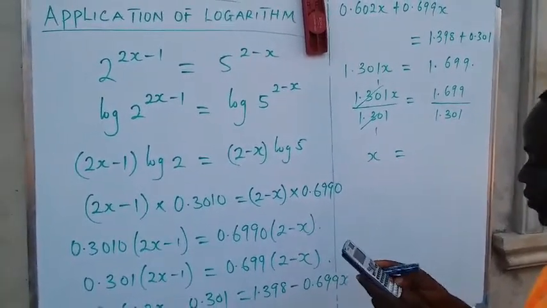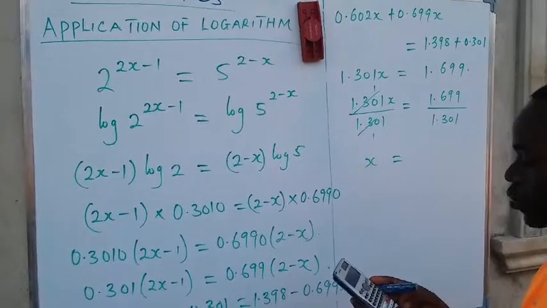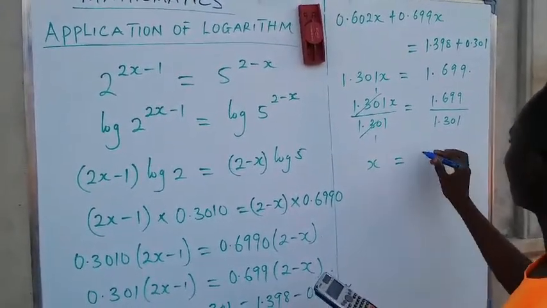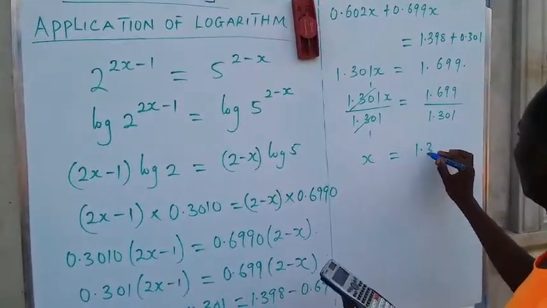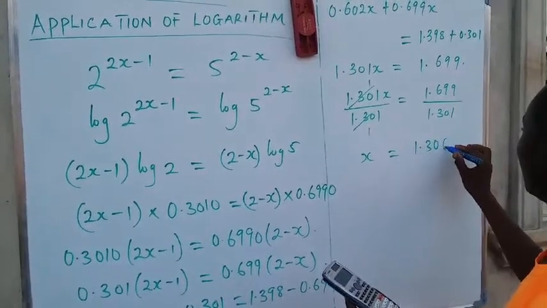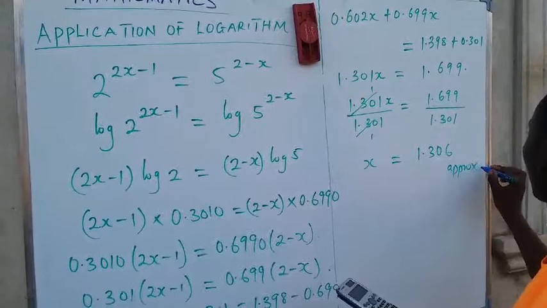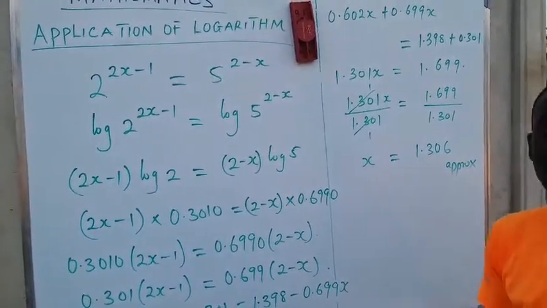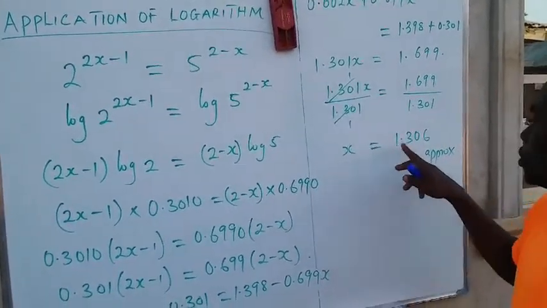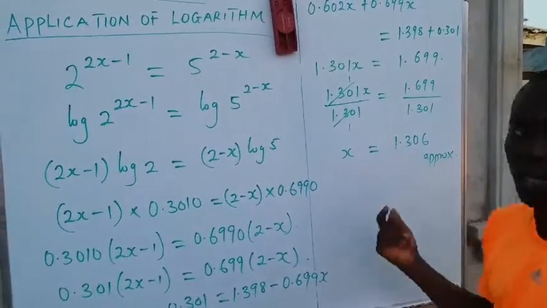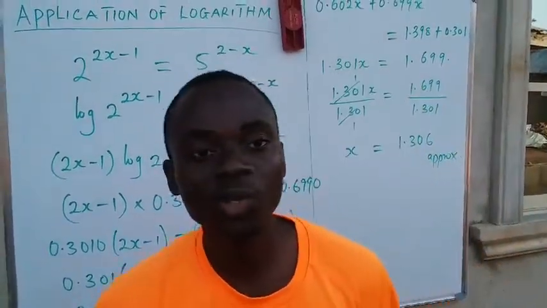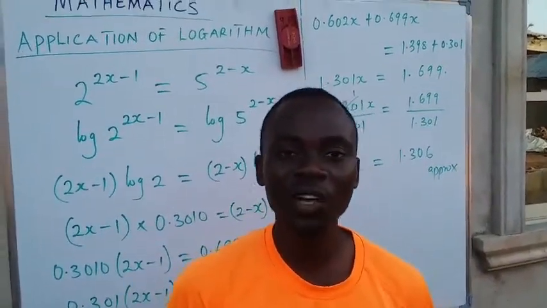So 1.699 divided by 1.301 gives us 1.306 approximately. So that is an approximated value. That is, to 3 decimal places, our value of x is going to be 1.306. And this is how we apply logarithms to solve index equations. It's very simple and straightforward.